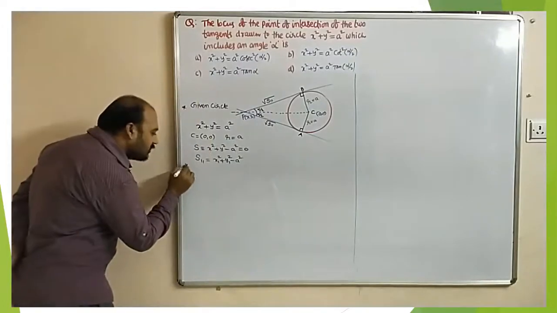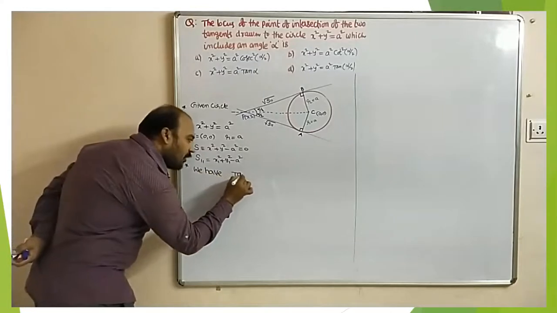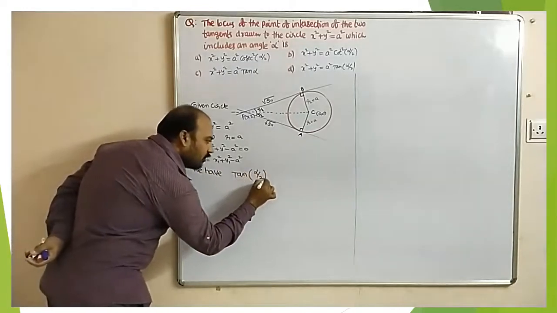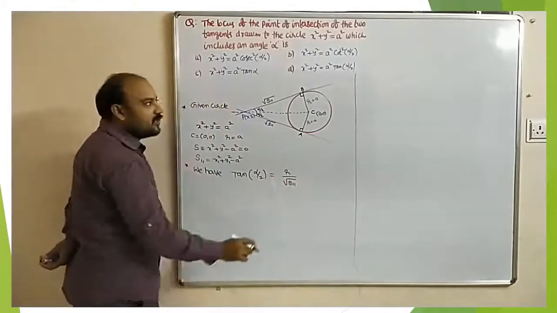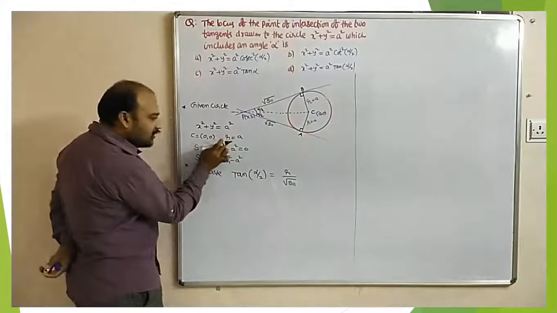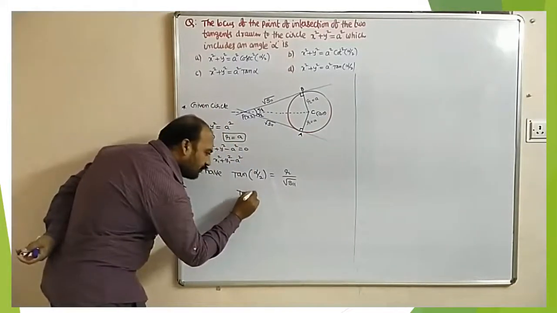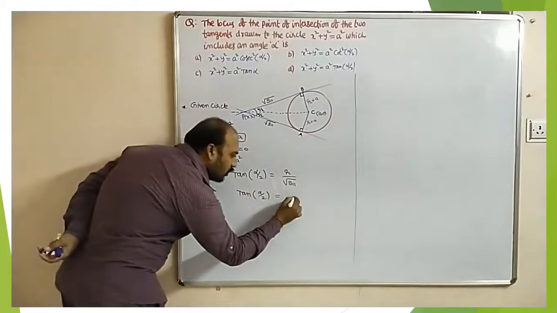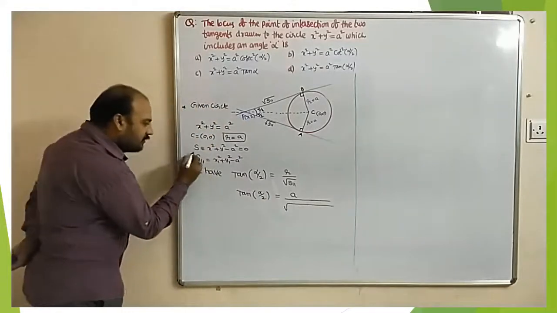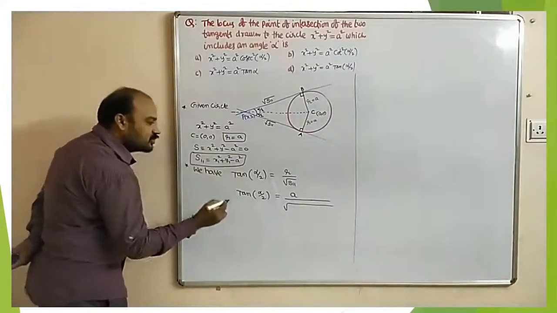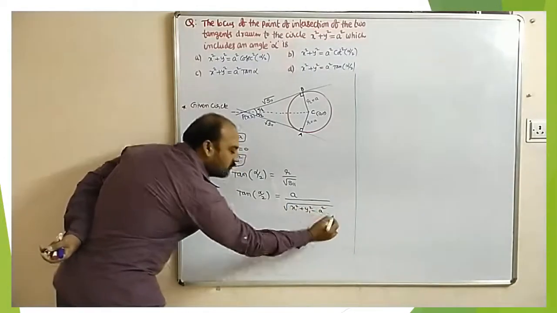Now the angle between them is alpha. Then for the angle between the two tangents from an external point, we have tan alpha by 2 equal to R by root S11. What is R here? R is equal to a. So tan alpha by 2 equal to a divided by the square root of the S11 value. We got it now: x1 square plus y1 square minus a square.